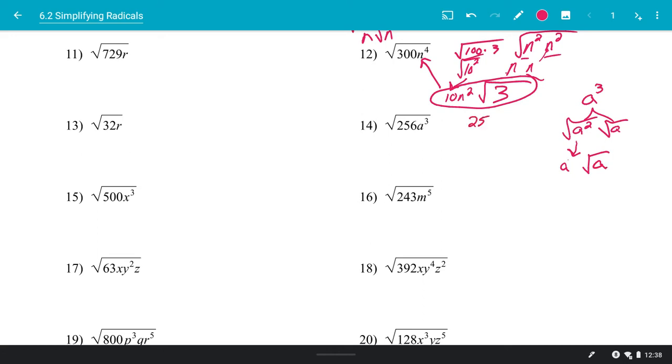Now 256. Well, it's even, so I know 2 goes into it. 2 goes in 124 times. 2 goes into that 62 times. 2 goes into that 31 times. 31. I don't think anything goes into 31. So I'm left with 2 2s, which means I can pull one of those out. And since 2 and 31 are sitting there by themselves, I'm going to leave that there. So that 62 goes on the edge. So that's 2a times the square root of 62a.